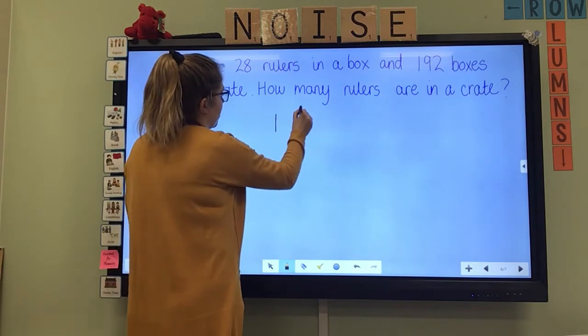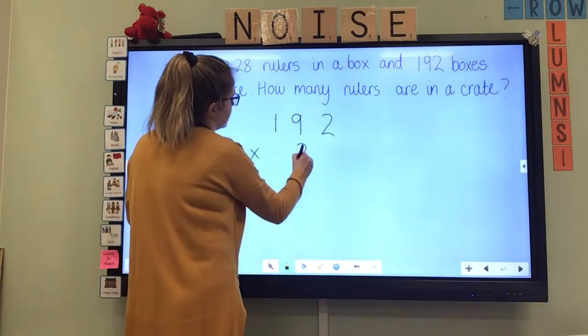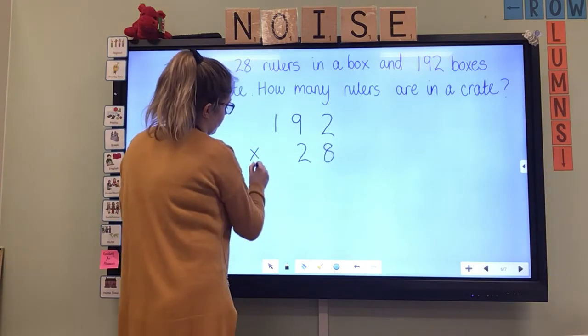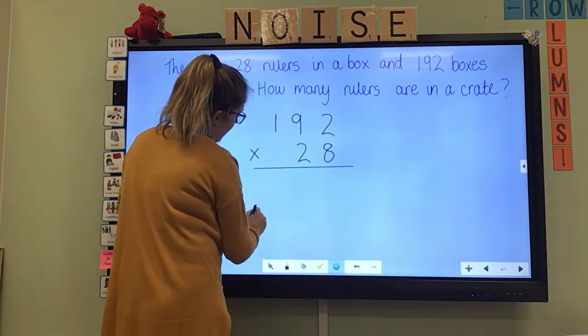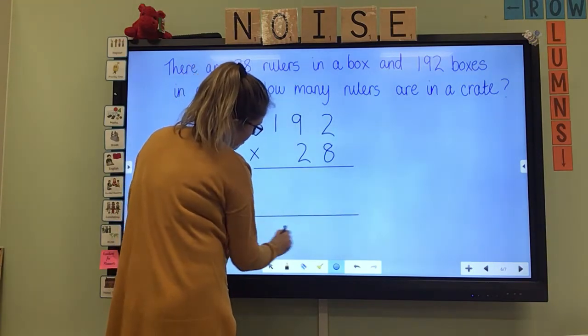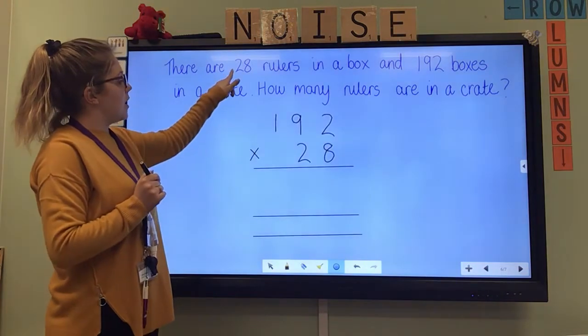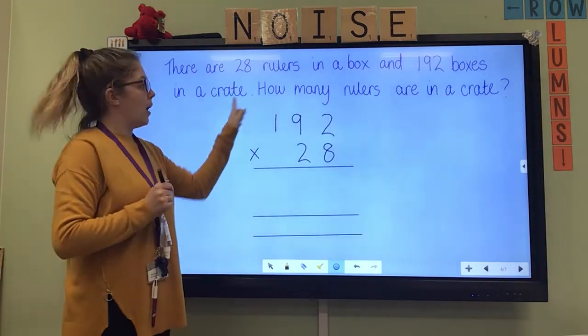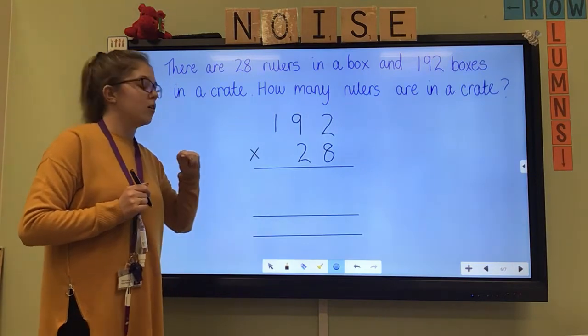So I'm going to set out my compact method, just like this. You need to keep the big number on the top. We haven't really talked about that, but every example we've done, the big number has to go at the top. Even though the 28 comes first in my question, how we set out our long multiplication, it's really important to put that largest number on the top.